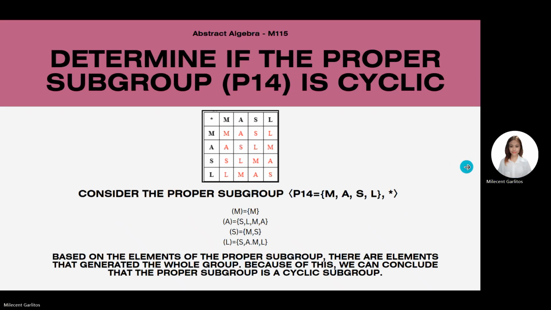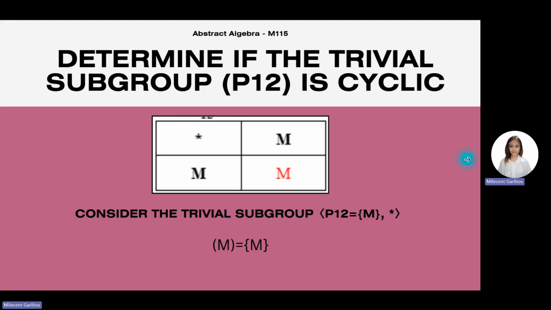So based on the elements of the proper subgroup, there are elements that generated the whole group. Because of this, we can conclude that the proper subgroup is a cyclic subgroup. We can also see in here that the elements A and L generated all the elements under P sub 14. So this is an indication that P sub 14 is a cyclic subgroup.